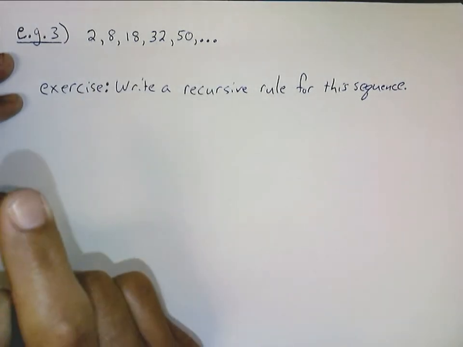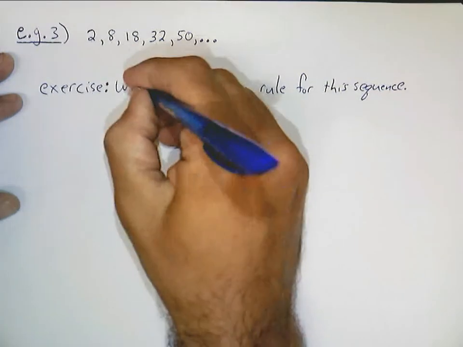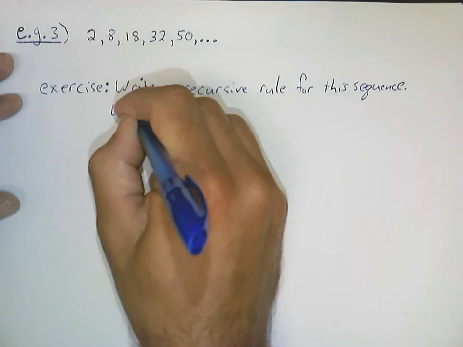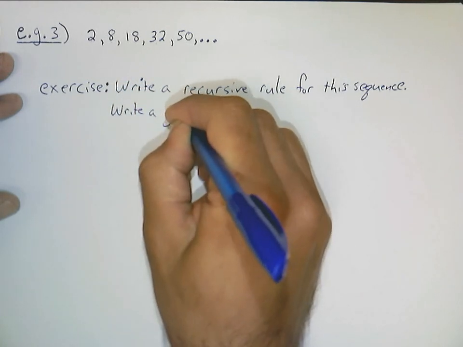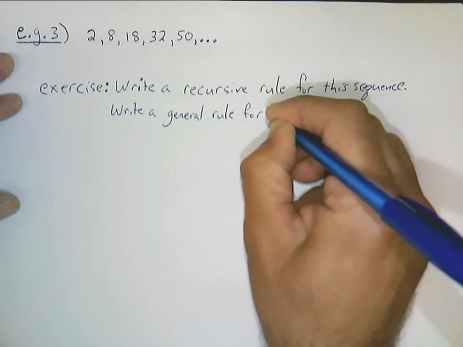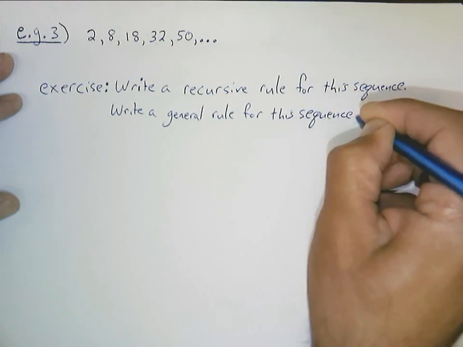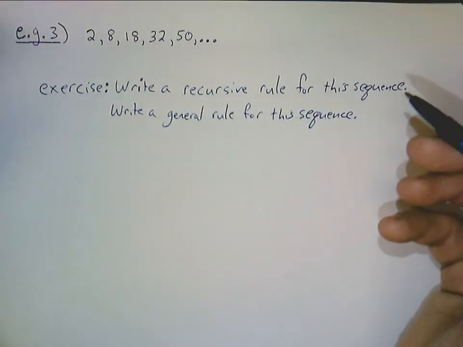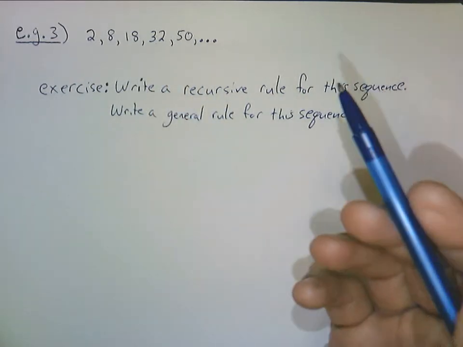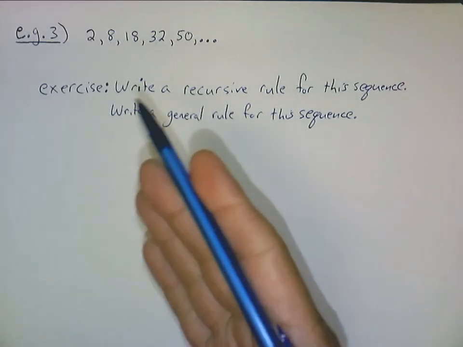And if you can, I mean, you might not be able to get the recursive rule. It's a little bit weird. You got to do something a little bit tricky with it. Or you could try to write a general rule for this sequence. Just give it a shot. Try some stuff out. You might notice something about these numbers, and that'll help you. I'm not going to give it away right now, but take some time and play with these things.